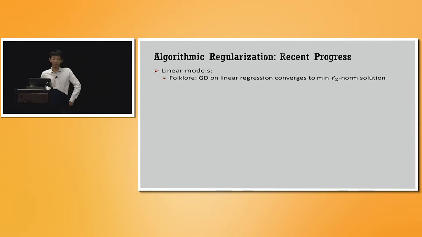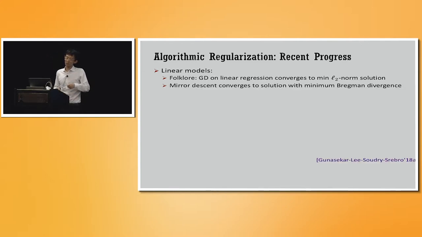So here is some progress along this line of algorithmic regularization. For linear models, if it's over-parameterized, we can also see some effect of algorithmic regularization. For example, a folklore result is that if you use linear regression and you have over-parameterization, with a lot more parameters than the number of data points, then linear regression with initialization zero converges to the minimum L2 norm solution. So you get the L2 norm for free by running gradient descent. And if you run mirror descent, you're going to converge to a solution with minimum Bregman divergence to the initial starting point. So you get a Bregman divergence for free if you run mirror descent.